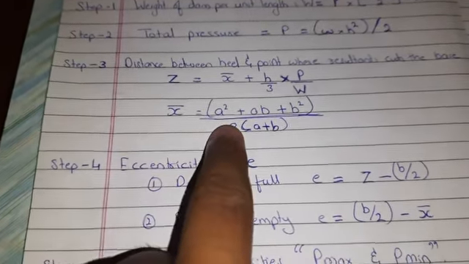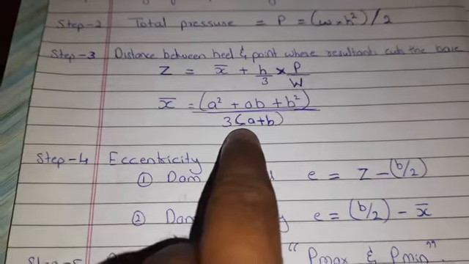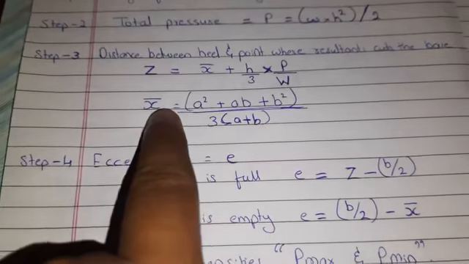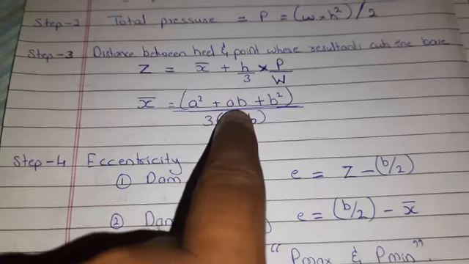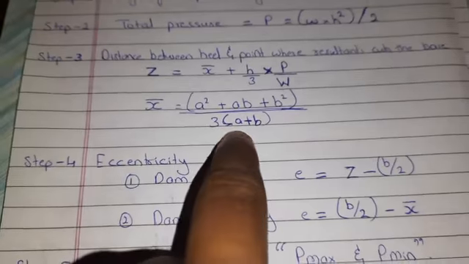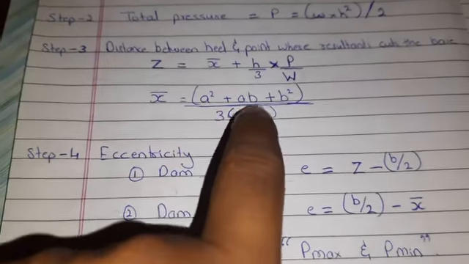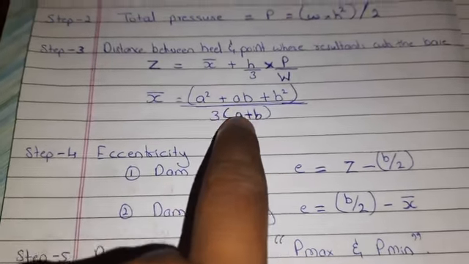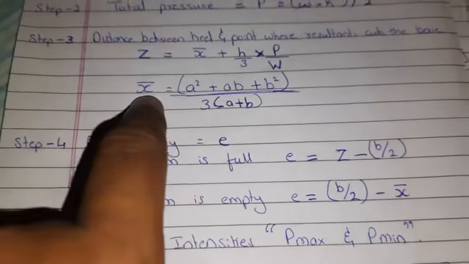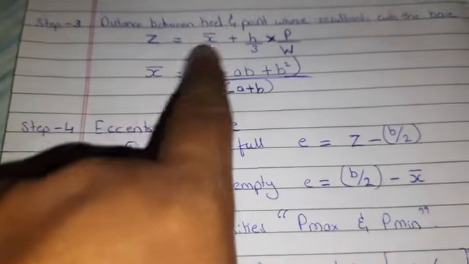So determine the value of x bar. We have an equation, x bar equals (a square plus ab plus b square) divided by 3 into (a plus b), where a is the top width of the dam and b is the bottom width of the dam. When you substitute the values of top width and bottom width in this equation, you will get the value of x bar. Next, you substitute the value of x bar in the equation for Z.